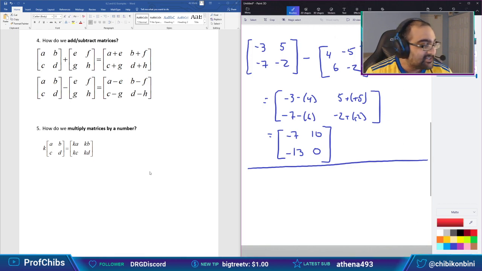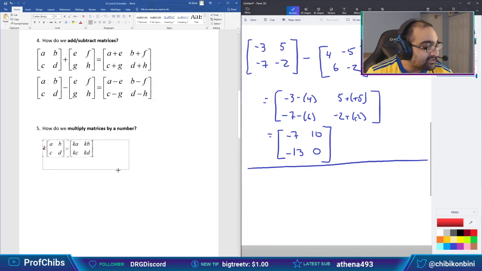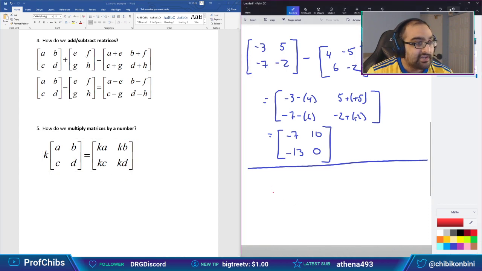Okay, next. Let's talk about number 5. How do we multiply matrices by a number? Basically, this is taking a matrix and multiplying by a constant k on the outside. So let's do a quick example.